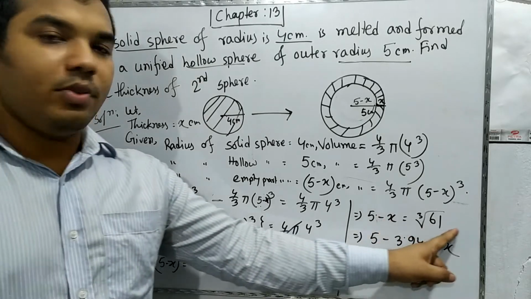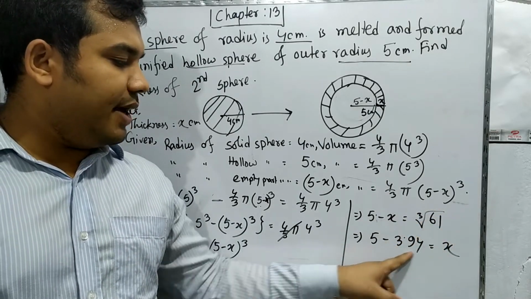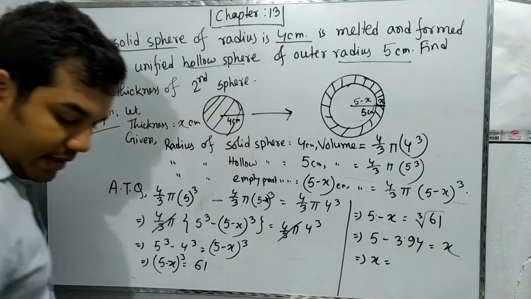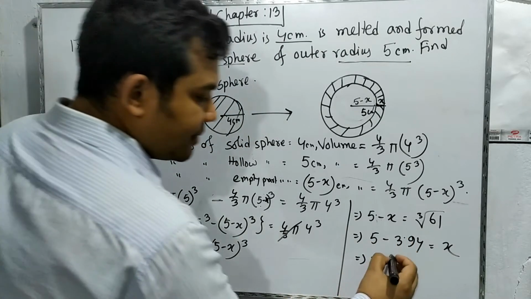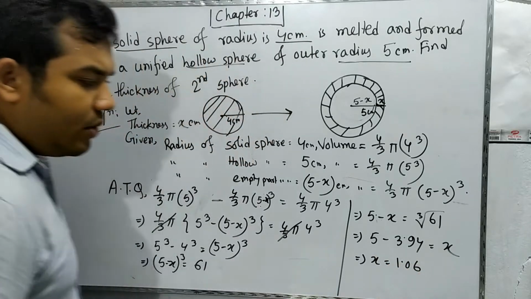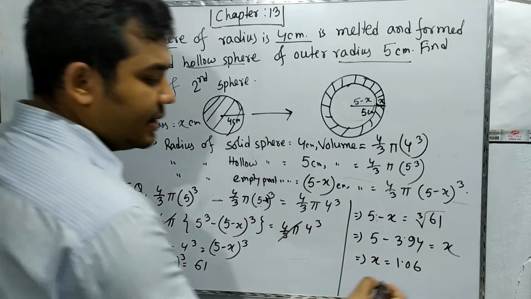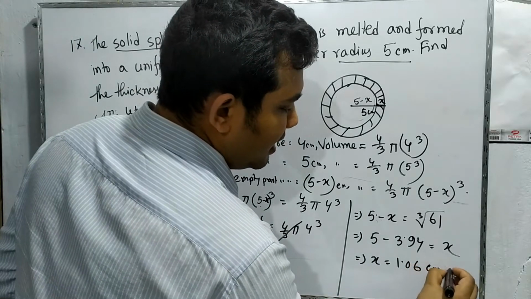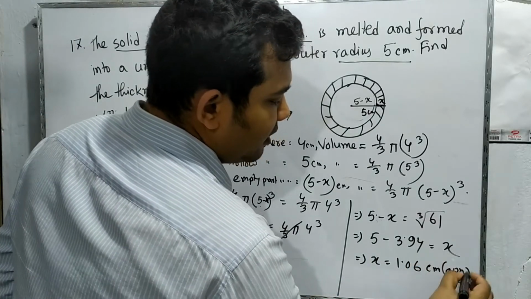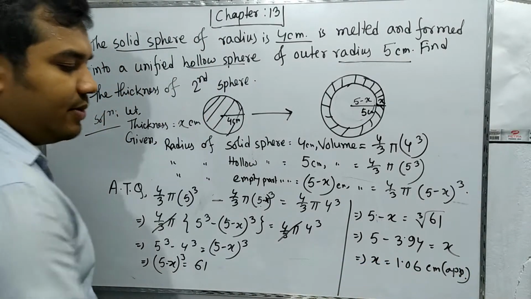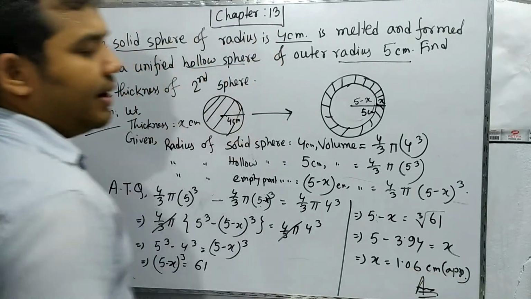The value of the cube root of 61 you may verify by your calculator. Then finally we get x equal to 1.06. Generally these types of math can be solved like this. You have to write centimeter approximate, because this is not our exact answer, this is approximate, and this is our final answer. Okay.